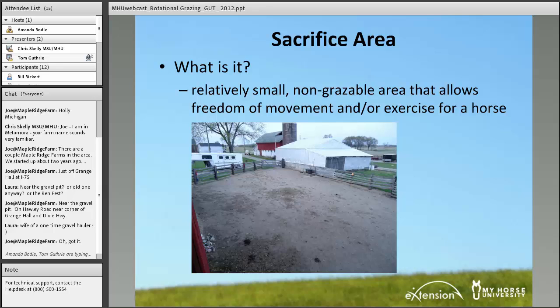So in these next few slides, we'll discuss some of the key considerations when setting up a sacrifice lot. As you can see in this picture, this is a designated sacrifice lot or area. It may not be perfect, but it is very effectively utilized for its intended purpose.